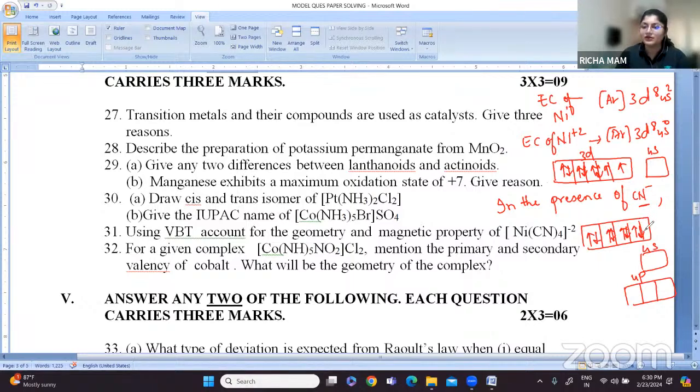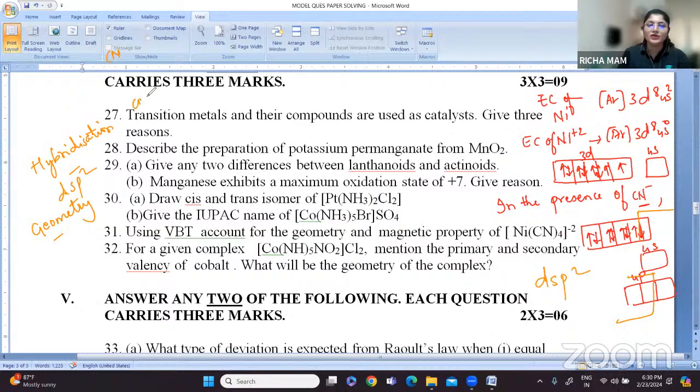So here, from 1, 2, and this. Okay, so it is dsp2. Yes, dsp2. So what is the hybridization? You have to mention hybridization is dsp2. Then what is the geometry? The cyano groups will occupy the four corners of the square planar complex, and the nickel will be at the center. So it is a square planar.